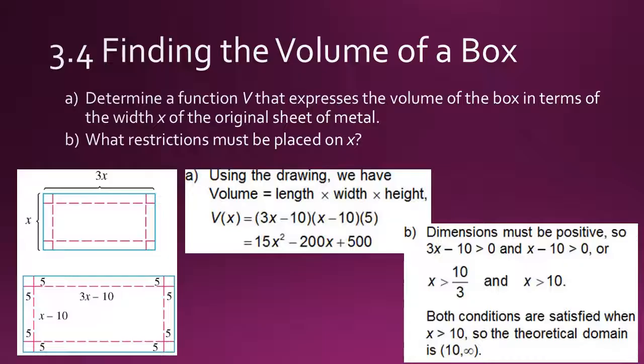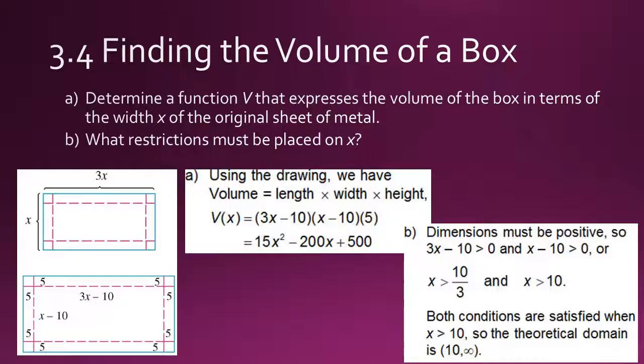Okay, so what we need to do then is figure the length and the width of this box. Well, the length of the original sheet of metal is 3x, but then we're going to remove 5 inches from each side. So that's going to be 3x minus 10. The width of the original sheet of metal is x, but again, we're going to remove 5 inches from each side, and that gives us x minus 10. And it just so happens that the box will be 5 inches high, the exact amount that we're cutting out. So our volume is going to be 3x minus 10 times x minus 10 times 5.